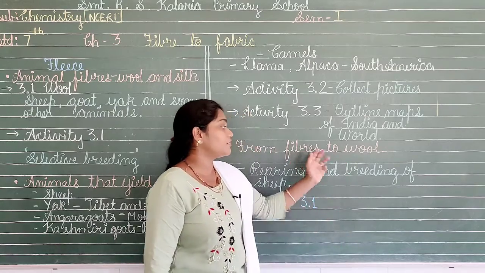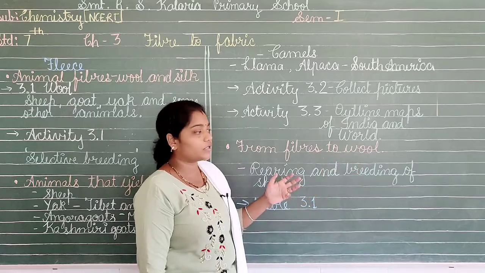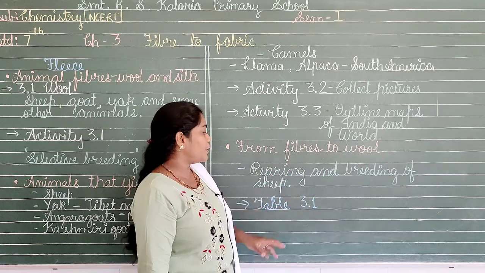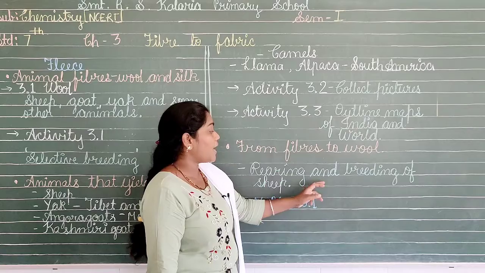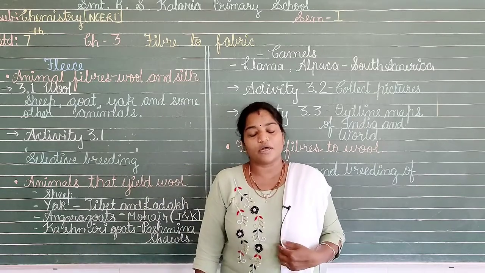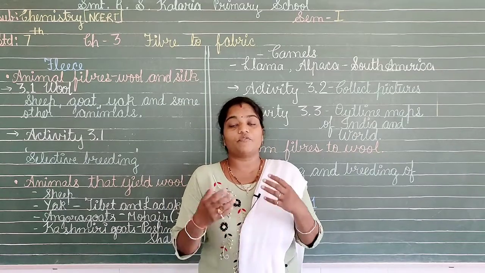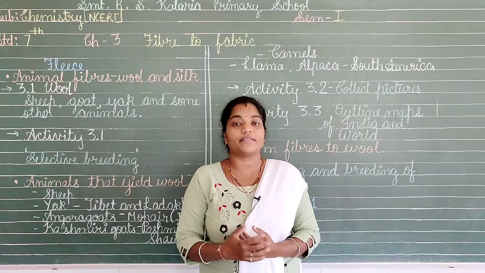There are so many steps from fibers to the wool. So, let us have a look at what they actually are. For that, we first need to do the rearing and breeding of the sheep. Now, what exactly is the meaning of rearing? Rearing means we are taking care of the animals from whom we have to obtain the wool.